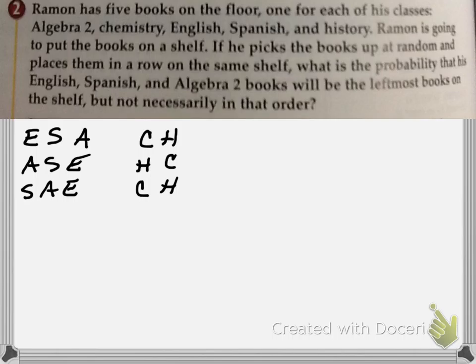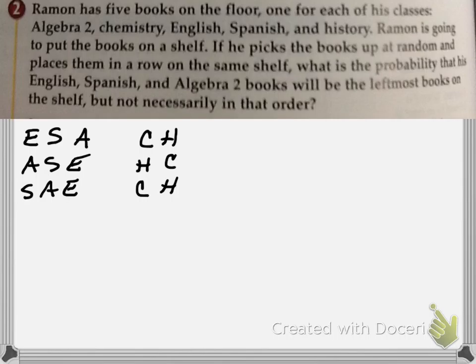Okay, so does order matter? No. Well, I think it does. Putting the ESA up there is different than putting ASE up there. So the order of the books matters. So this is going to be a permutation problem. Because we have 5 books. If the order didn't matter, 5 books would be 5 books. A group of books. But now we're putting them in specific order. So now we have to use permutation.